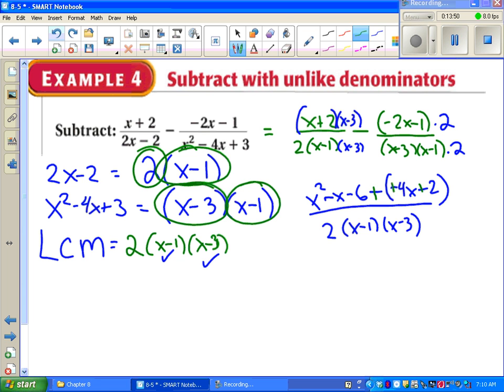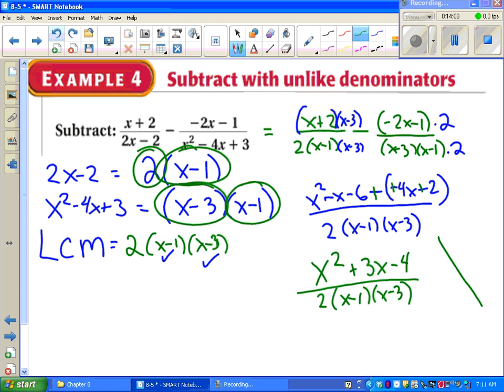Now, last step, simplify. Looks like I have x squared plus 3x minus 4 up top, x minus 1, x minus 3 on the bottom. In the last example, we tried factoring to simplify the top even further. It didn't work. Let's see if it does this time. Negative 4 is 5 times positive 1. We need 2 numbers that multiply to give negative 4, add to give negative 3. I believe this time we can find some.